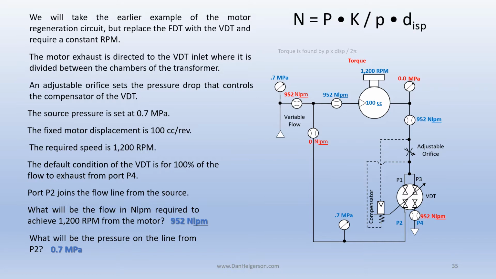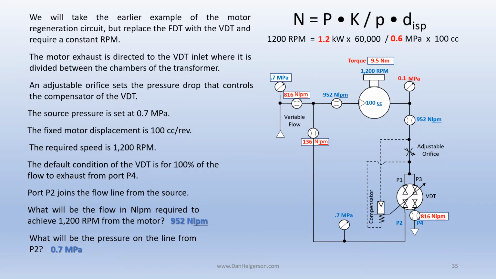The torque that we're going to have in this condition we can find by using the formula, and we find that we have a torque of 11.1 Newton meters. So at 0.7 megapascals and 1200 RPM and 100 cc, we will be drawing 1.4 kilowatts of power, and we will be at the maximum torque capability of this motor.